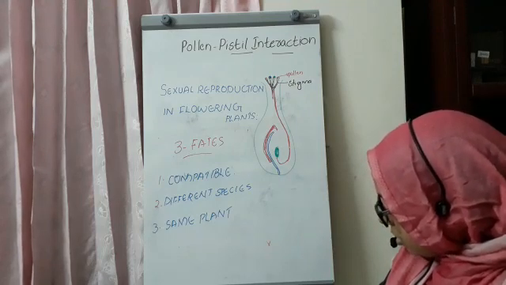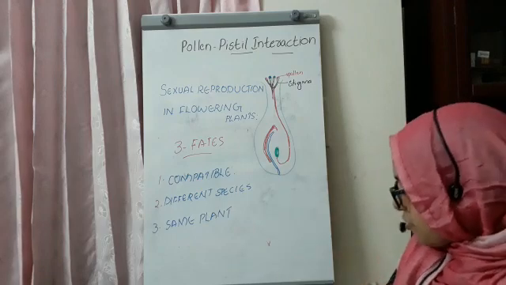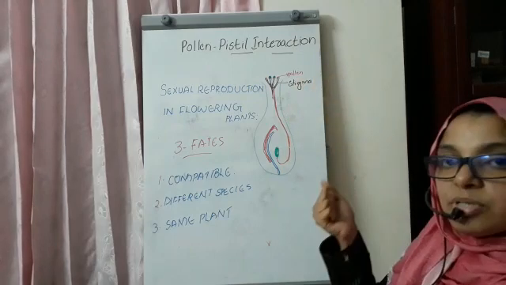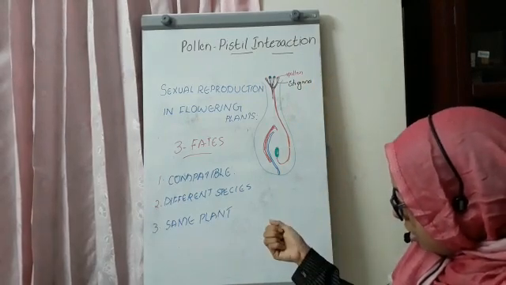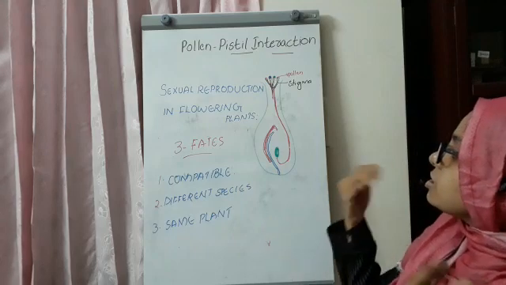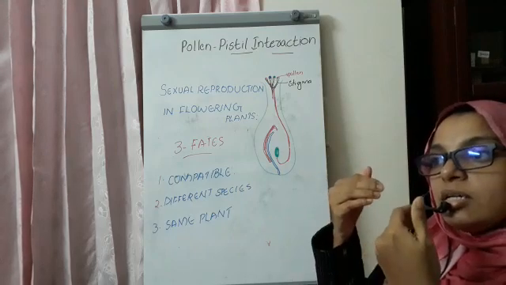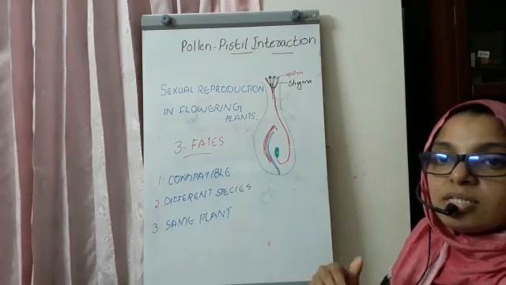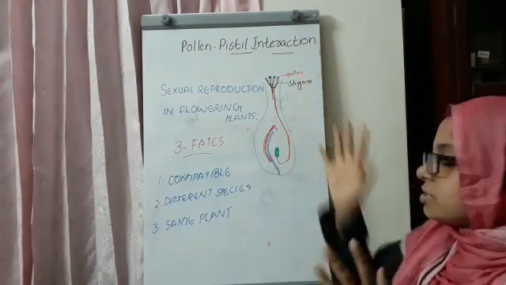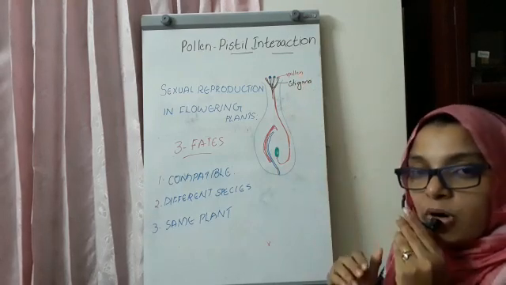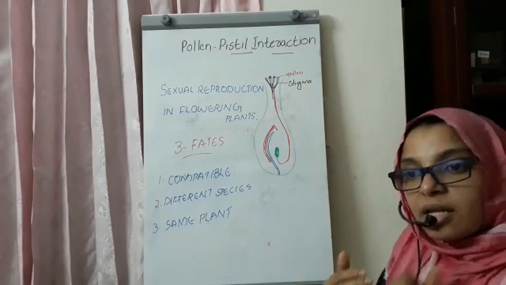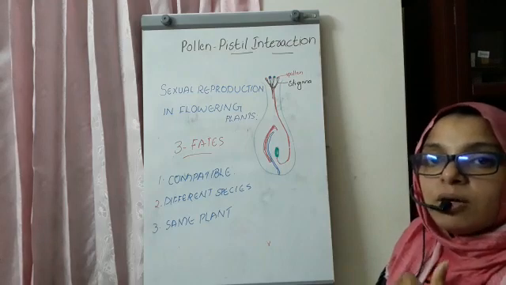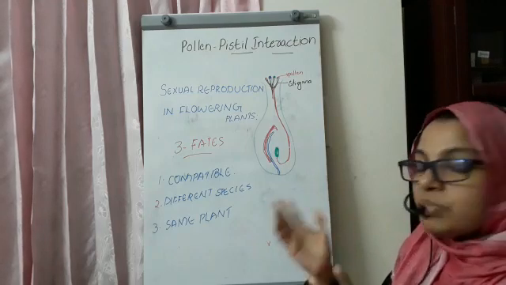So the ability of the pistil to recognize the pollen may result in the acceptance of that pollen by the pistil, or, if it is not compatible, the rejection of that pollen. And this ability, which results in the interaction between the pollen and pistil, is known as pollen pistil interaction. The interaction that occurs between the pistil and the pollen is called pistil pollen or pollen pistil interaction.